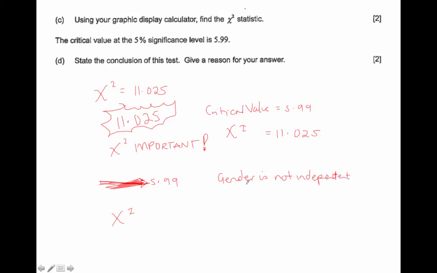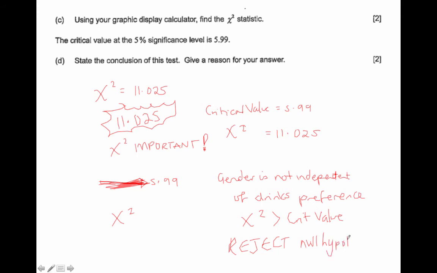So the conclusion is that gender is not independent of drinks preference, or vice versa. Or you could say it is dependent on drinks preference. The reason we know that is that the chi-squared value is greater than the critical value. And so what are we going to do about it? We're going to reject the null hypothesis. We're going to reject this idea that they are independent. They're obviously not. It's greater than critical. So you need to remember this really. Critical value: if it's more than critical, it's important, we reject. If it's less than critical, it's not so important, we accept.